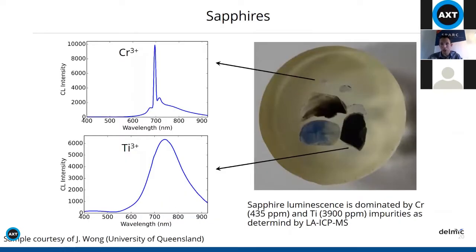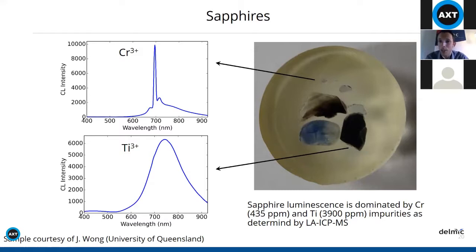Yes, and here's another example, and this is an example of sapphire. These sapphires are courtesy of Jacqueline Wong from the University of Queensland, and we did a correlative study on these sapphires using both cathodoluminescence and mass spectrometry. Sapphires are really dominated by extrinsic luminescence, so this is a very nice example, I think.